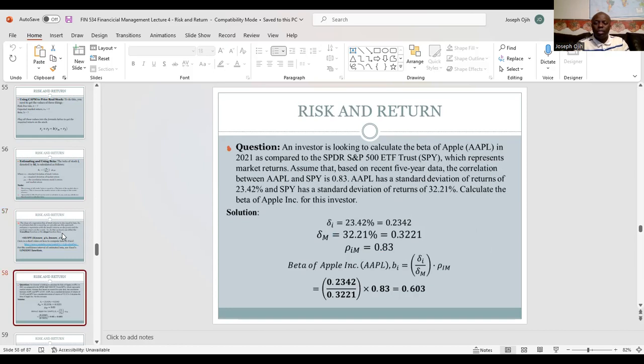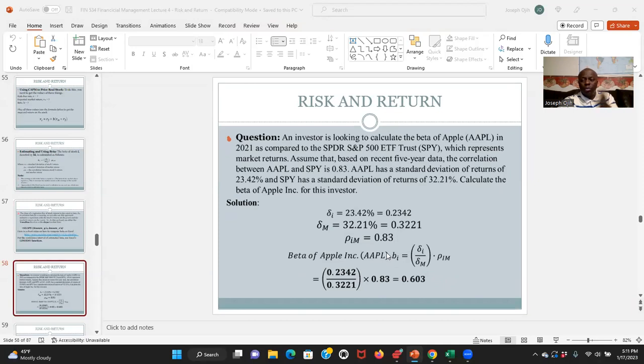Let's try two examples. We're going to try the first example using the formula method. I'll make sure you're seeing this. Yep. Using the formula method and then using the Excel method. Let's try the one that involves using the formula method. You have here that an investor is looking to calculate the beta of Apple. Of course, you know Apple that makes Apple products like this cell phone.